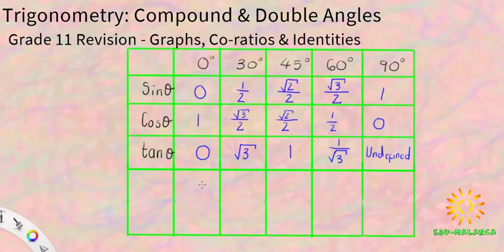In today's edition of Matric Math, we are working through trigonometry. It's the last unit from term 1 and we are still revising grade 11 work. This will be the last video where we do grade 11 revision though. And today we are going to do graphs, co-ratios and identities. Let's start by doing the graphs for sine, cosine and tan theta.